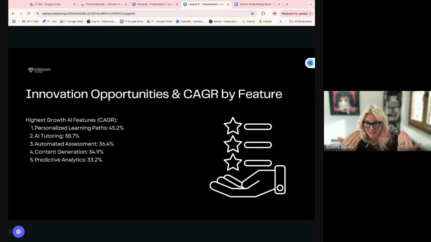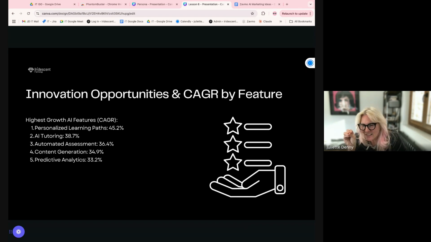So if you're kicking off your marketing saying, hey, we've got AI-enabled personalized learning paths, that is growing at 45% compound annual growth rate, which is a huge growth rate. Then you go down to AI tutoring, which is 38. Then automated assessments, which is 36. And then content generation and predictive analysis. All of those are super high compound annual growth rates.